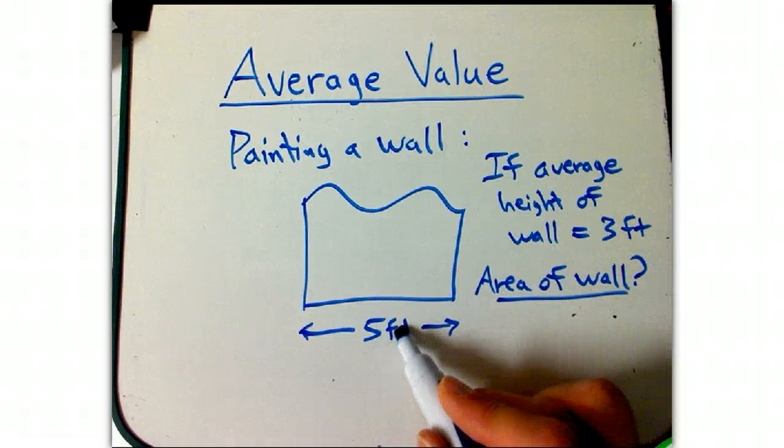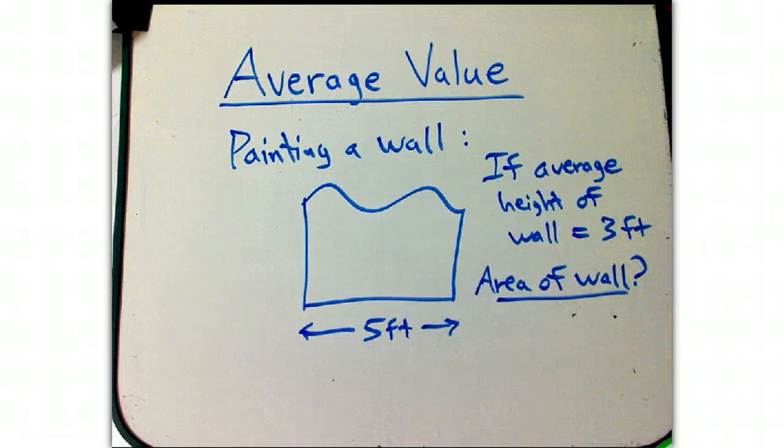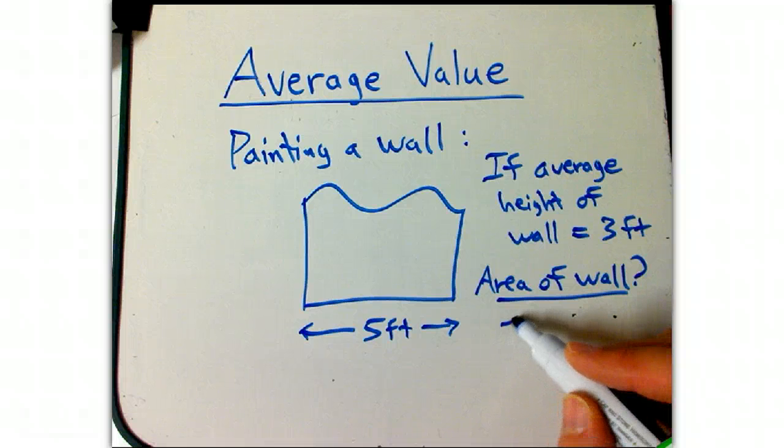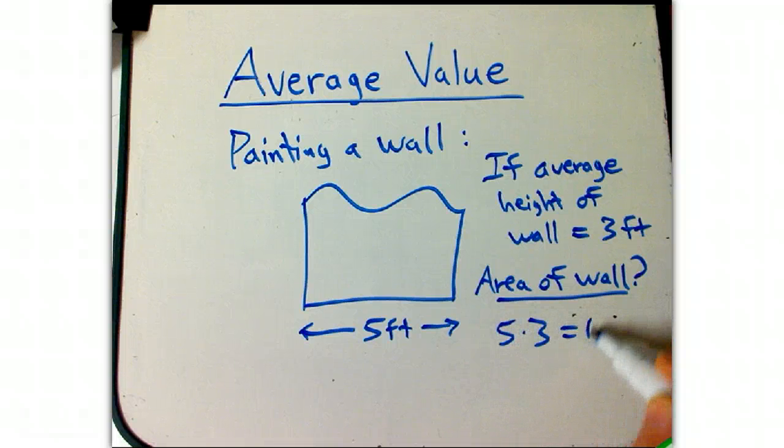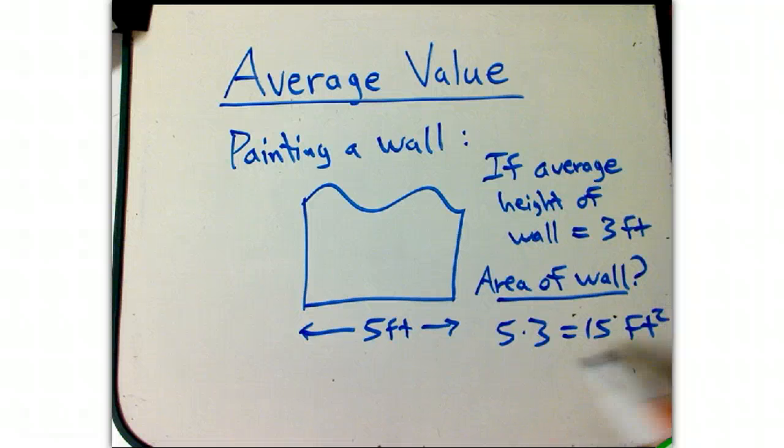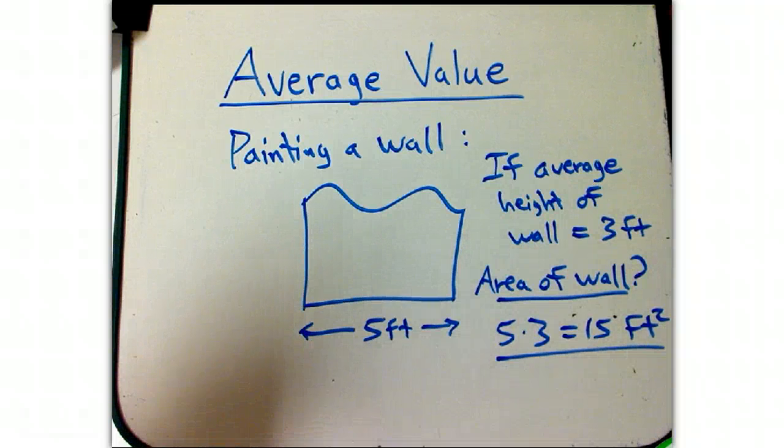It's 5 feet wide, and on average, it's 3 feet high. And I'm not trying to trick you. Think about it for a sec. The area is just going to be 5 times 3 is 15 square feet. If you believe that, then you understand what I'm going to say about average value and integrals.